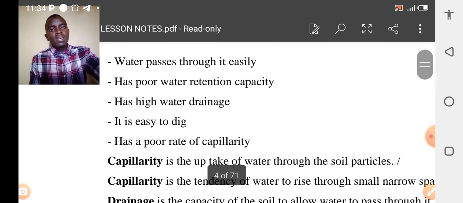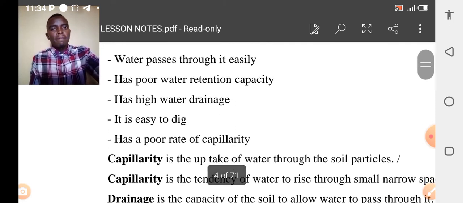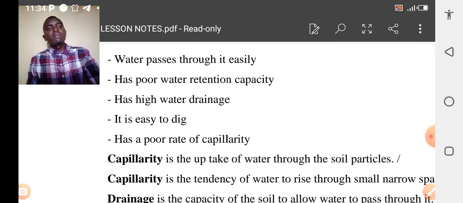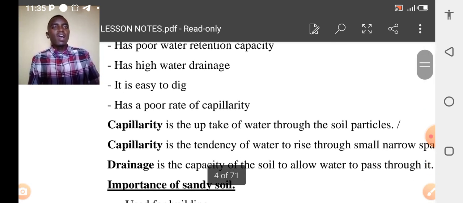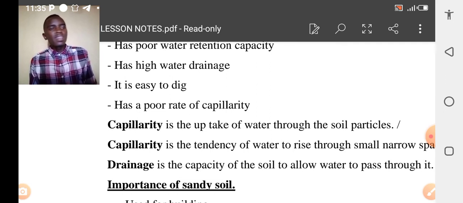The next one is that it has a poor rate of capillarity. Capillarity is the uptake of water through soil particles. When the water passes, it passes very quickly. It is not held there. So the capillarity is the uptake of water through the soil particles.